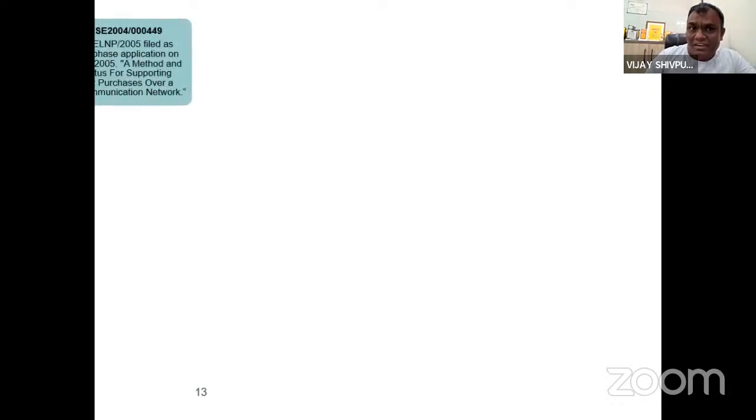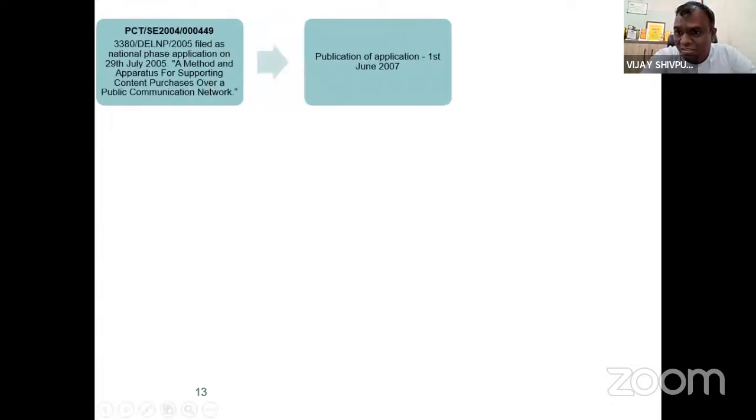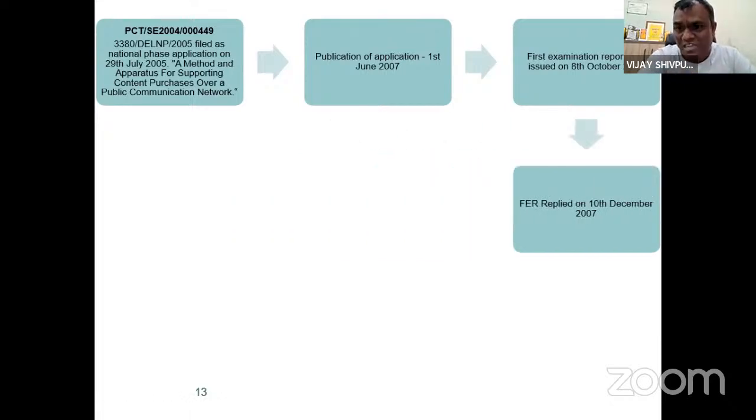The chronology is like this. There's a patent application filed in 2005 as a national phase application by Ericsson based on the PCT. Next, publication. As you know, it goes through the publication of application after some point of time. So we had a publication in 2007. Thereafter, FER. Okay, this is the exact sequence. First examination report was issued on 8th of October 2007. After FER replied within 6 months of time. FER replied on 10th December 2007.